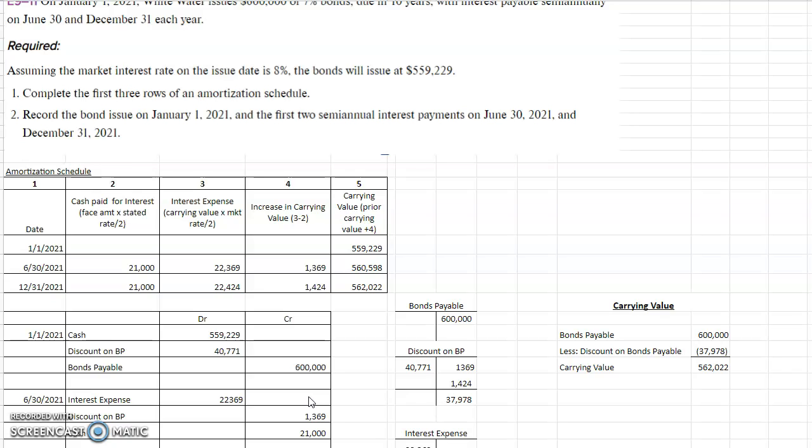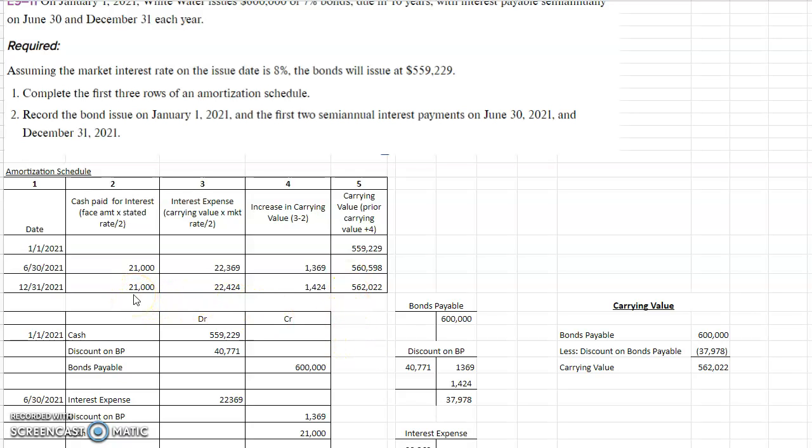So here we've got the debit balance of the $40,771 that we started with. The $1,369 is the difference in the interest expense on June 30th. That's going to be a credit to the discount account, and we're going to get a new carrying value, which is going to be the original carrying value plus the increase for the amortization of the discount. Then we just go on to the next one.